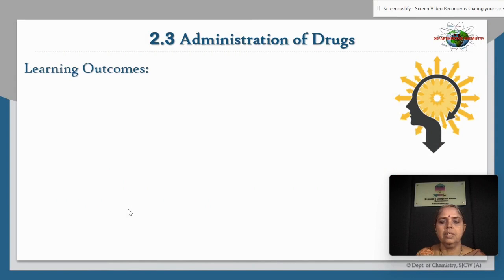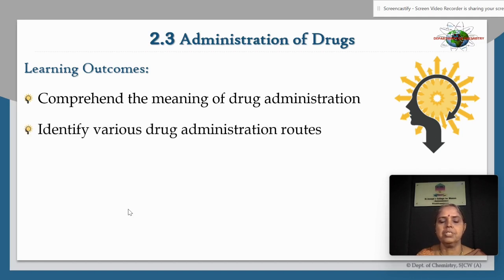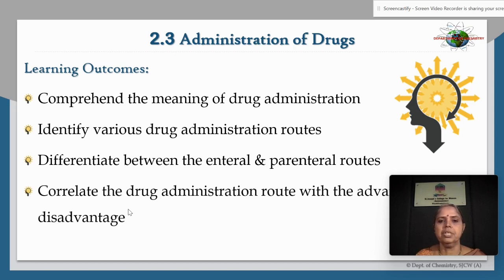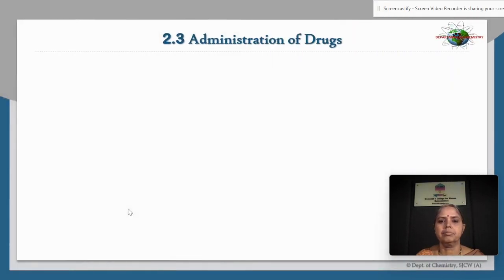Learning outcomes. By the end of this chapter, the learner would be able to comprehend the meaning of drug administration, identify various drug administration routes, differentiate between the enteral and the parenteral route of drug administration, correlate the drug administration route with its advantage and disadvantage, and establish the ideal route for 100% bioavailability of the drug.